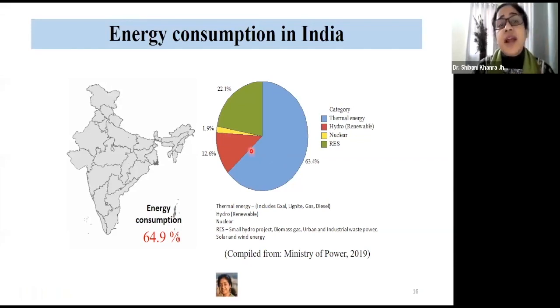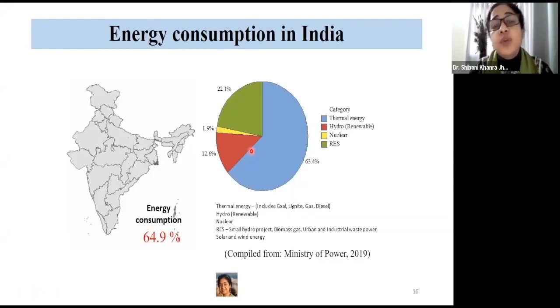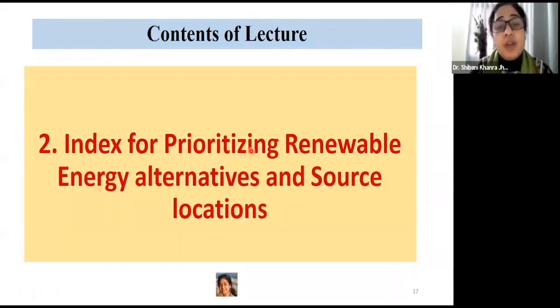So with this scenario and status of energy, if we have to achieve the target of 450 gigawatt of renewable energy by 2030, it is important for the Indian system to explore all forms of renewable energy which we have discussed. What we would like to discuss further in the next part of the lecture is the index for prioritizing the renewable energy alternatives and source location.